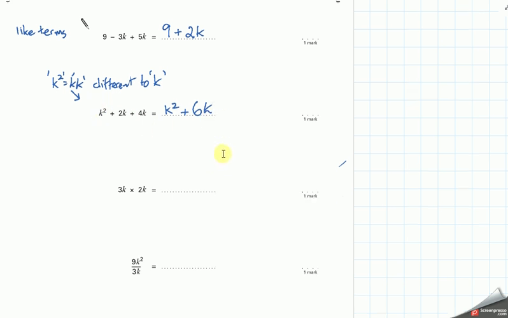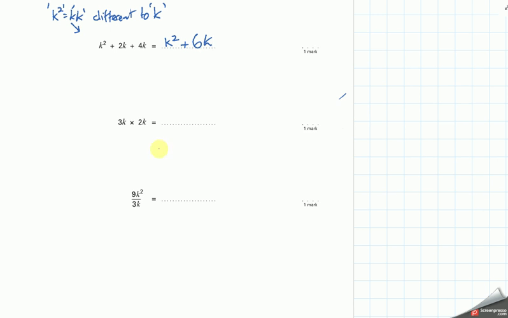Let's see, we're carrying on. Combining terms by multiplication. So we've got 3 times 2 is 6. K times k is k squared. You can multiply any types of terms and they combine to create a new one.